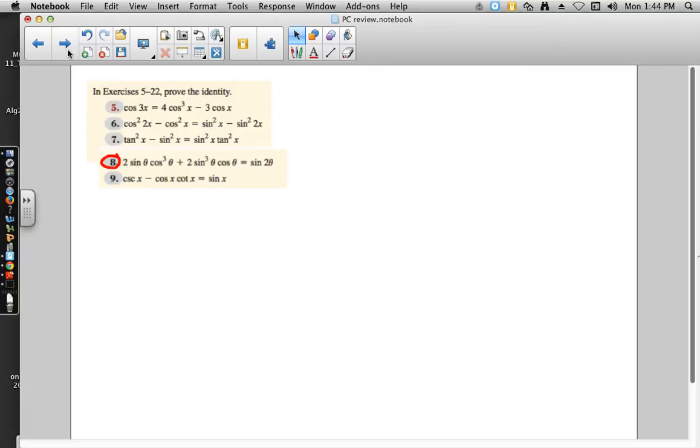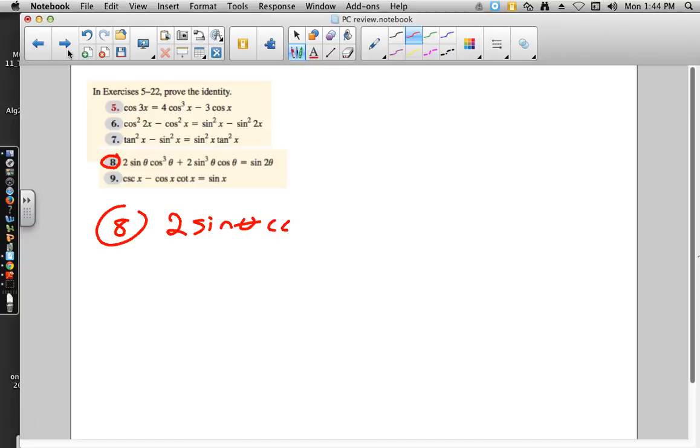Number 8, this one we have again prove the identity, and so it's a matter of choosing which side you want to work with here. And with this one, I'm actually going to go with the left-hand side. As I look at that, 2 sine theta cosine cubed theta plus 2 sine cubed theta cosine theta, I'm thinking we could get that down to sine of 2 theta at some point. So I'm going to go ahead and start with the more complicated portion this time.